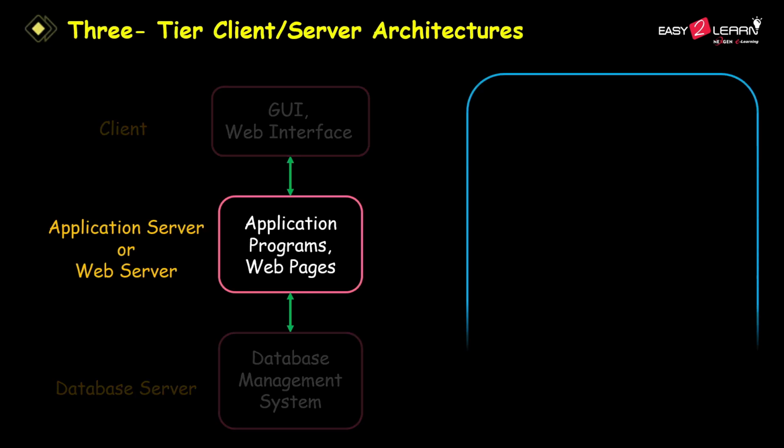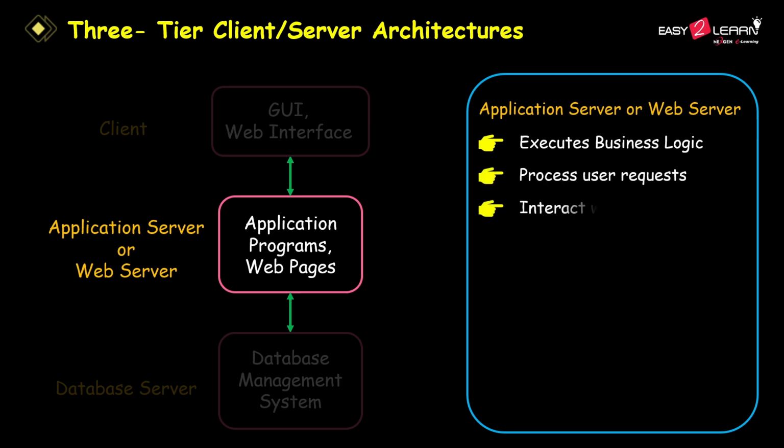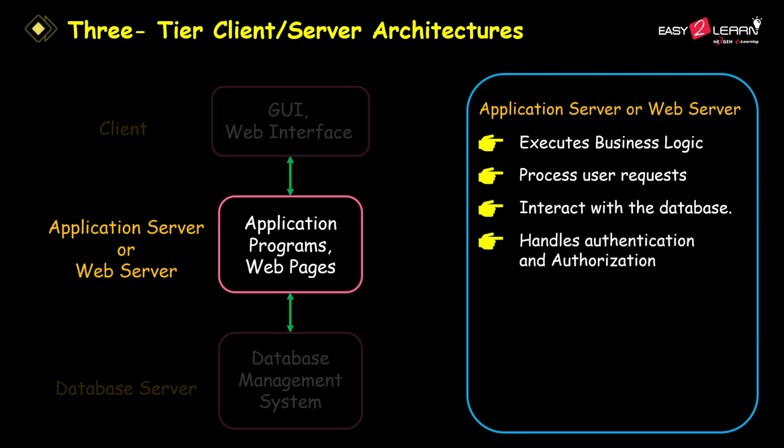Now coming to the second one, the application tier. The application tier is the middle layer responsible for processing business logic. This tier is sometimes referred to as the middleware tier because it acts as a bridge between the presentation tier and the database tier. The roles of the application tier: it executes the business logic, for example, validating transactions and applying business rules. It processes the user request and interacts with the database tier, and it handles authentication, authorization, and calculations.